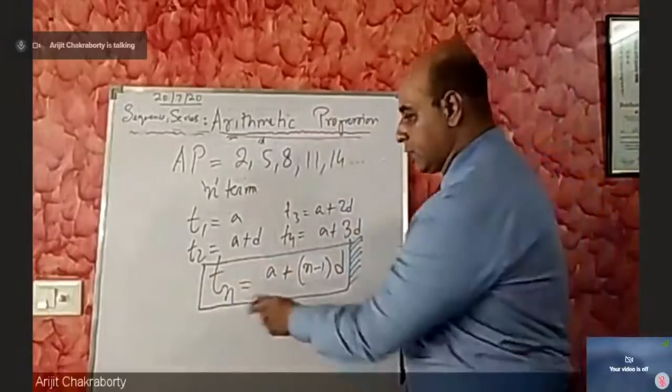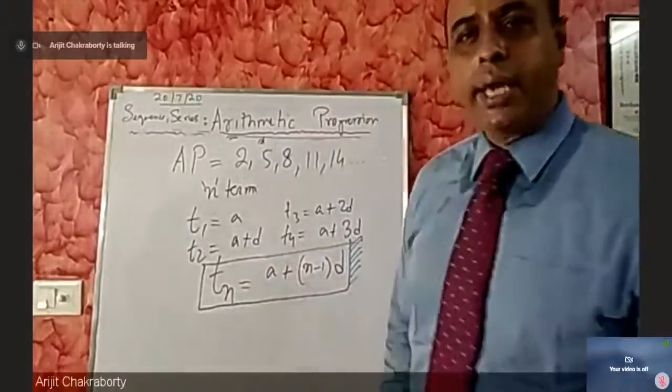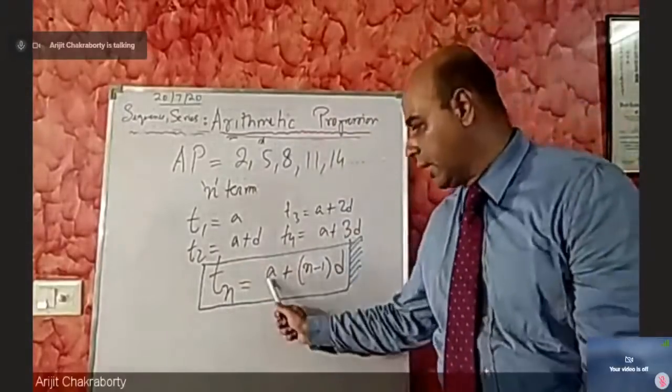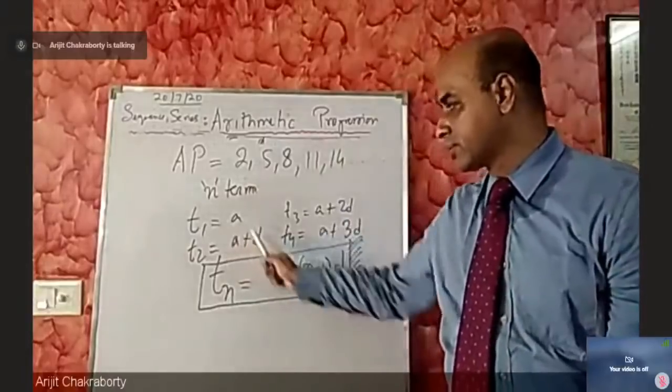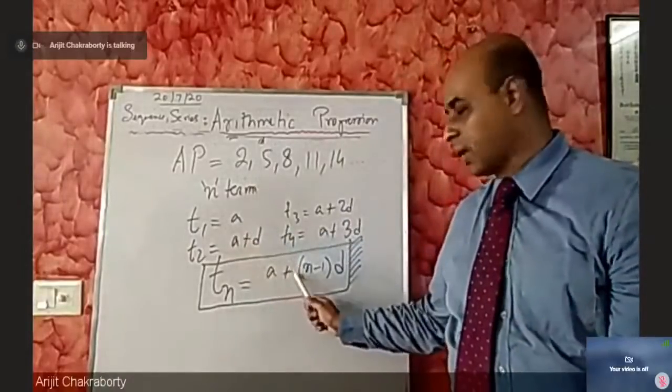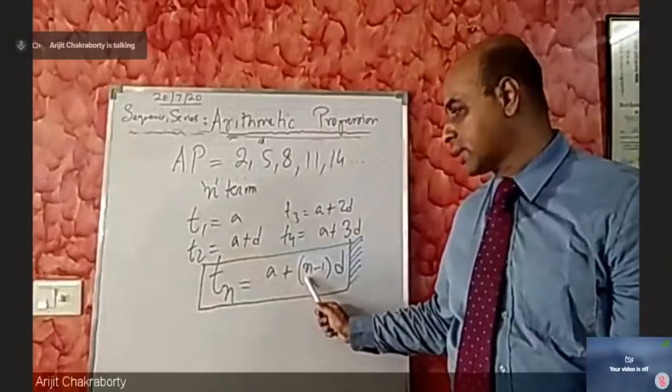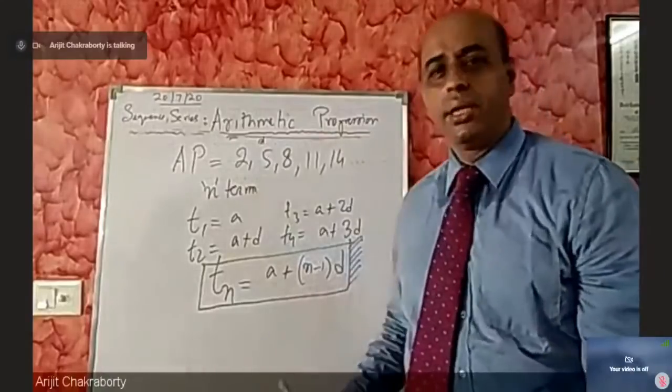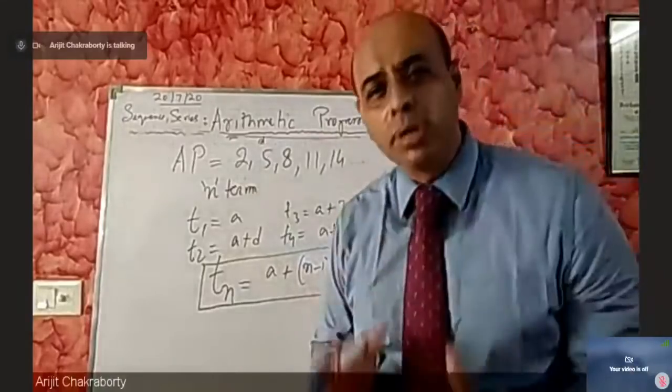Nth term, Tn, is equal to A plus n minus 1 into D. A is the first term, n is the number of terms, and D is the common difference.